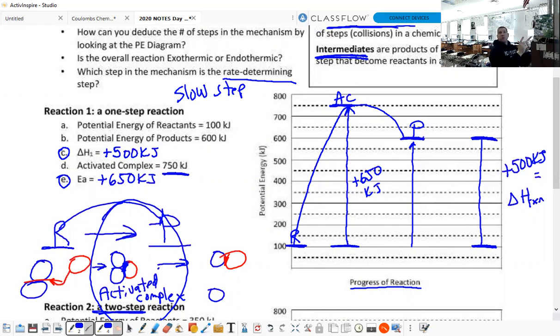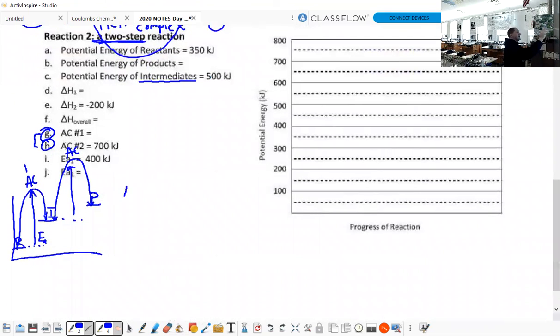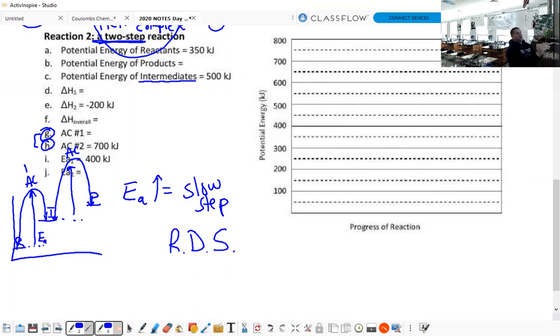So how do we determine which one's the slow step? Well, the one that has the higher activation energy is going to equal the slow step, or in other words, and you see this sometimes, the rate determining step. Rate determining step, that's not an official abbreviation. It's just something that you'll see used from time to time.